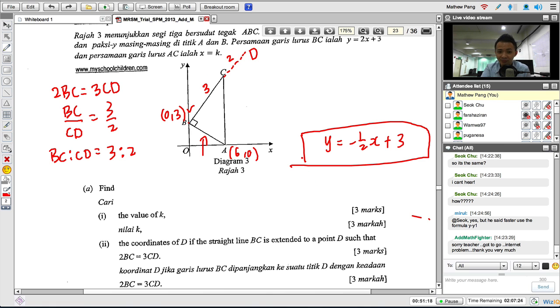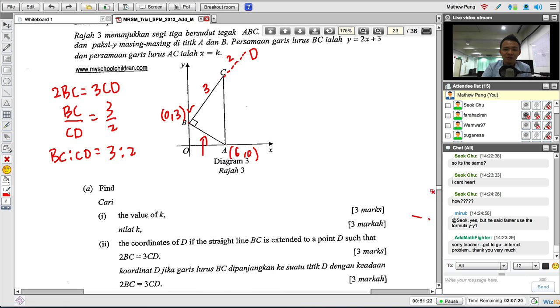Okay, then what? Then you just need to use the ratio formula. I hope you understand about the ratio formula. The ratio formula is something like (m x2 plus n x1) over (m plus n), comma, (m y2 plus n y1) over (m plus n), equals x, y. Alright, this is the formula for ratio.